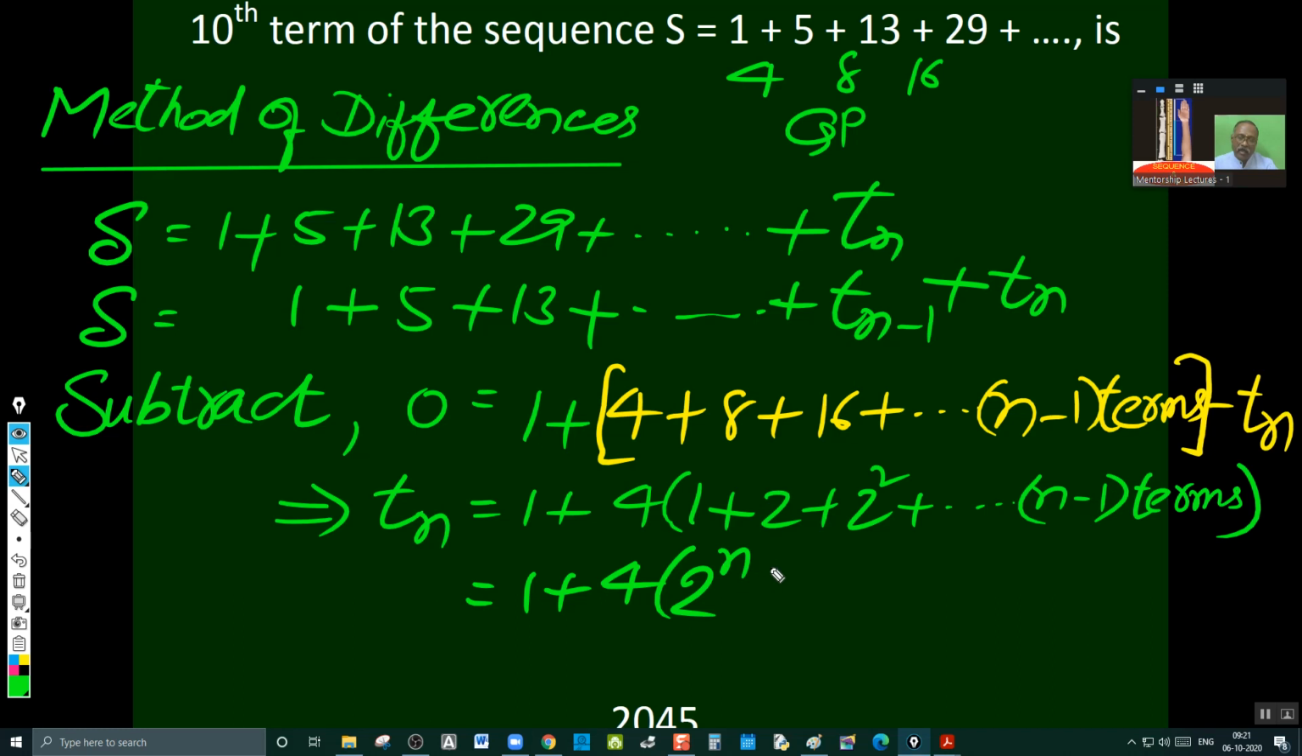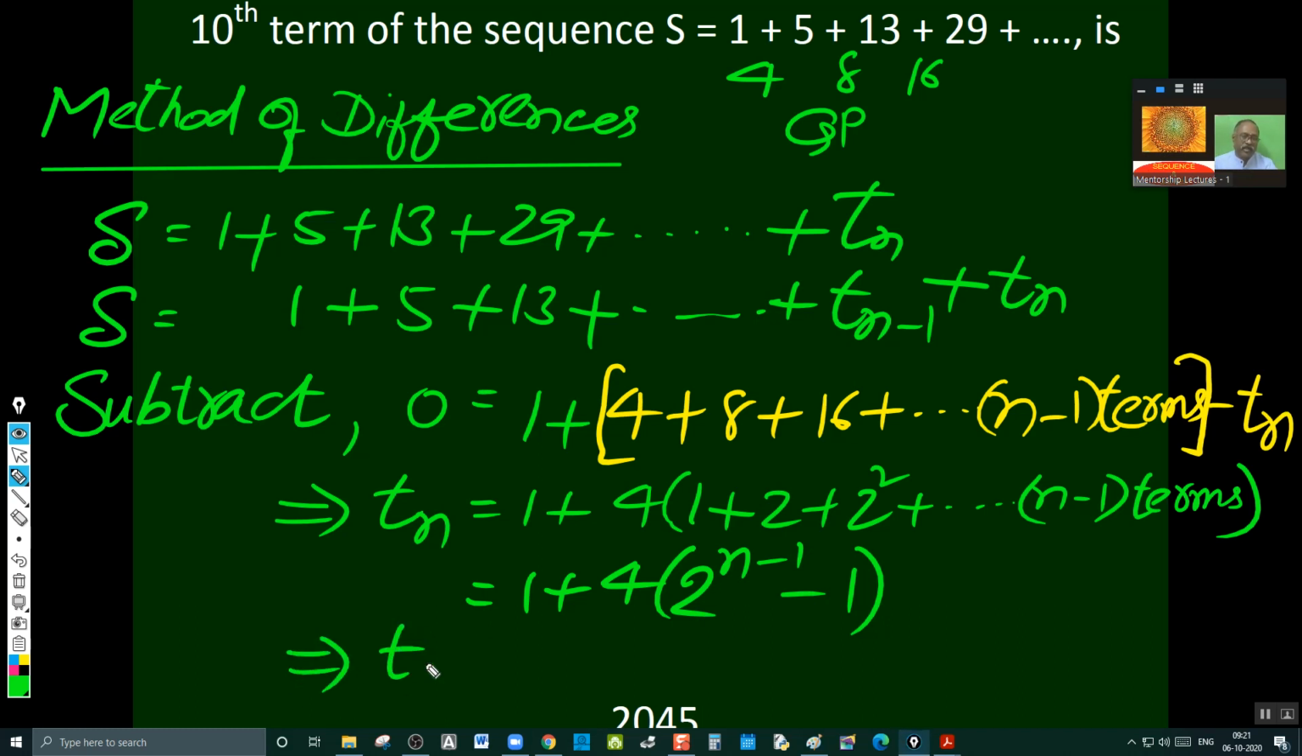That is why you will get, what is nth term of this? 2 power n minus 1. But you have n minus 1 terms here. So you will get 2 power n minus 2 and hence you will get n minus 1 here. That's also a little confusion. Just be careful. Divided by 2 minus 1, I'm not writing that.